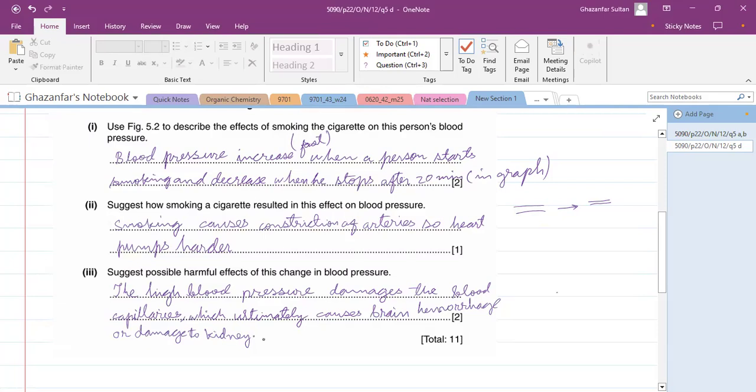Remember that blood pressure is not a disease, but it is a mother of diseases. So we should maintain our blood pressure. It should not be higher due to any reason. We should immediately contact our physician if persistently we have the problem of hypertension. Okay, so that was the last part of this question.